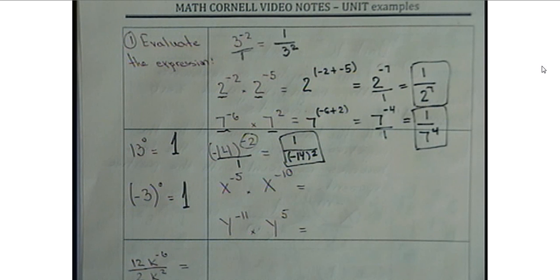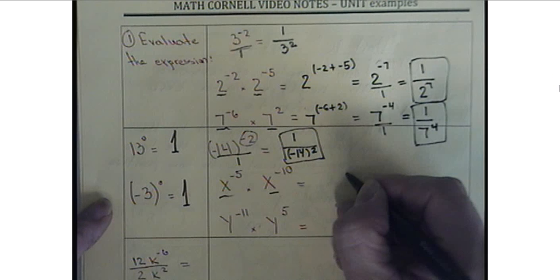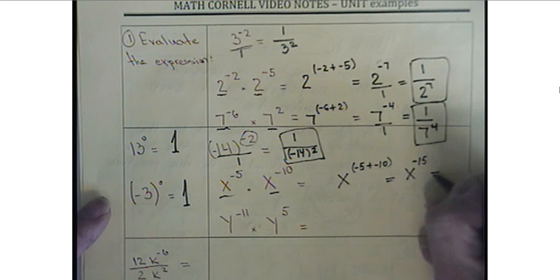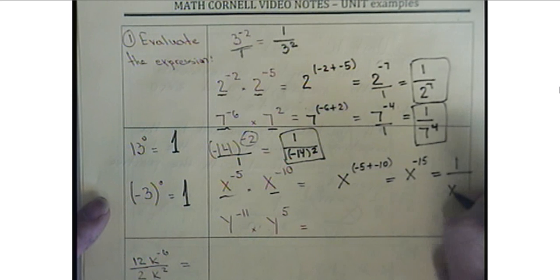In the next example, we have x to the negative 5 times x to the negative 10. The base is x, and again we say negative 5 plus negative 10, which is equal to x to the negative 15, and this will be equal to 1 over x to the positive 15. Final answer here.